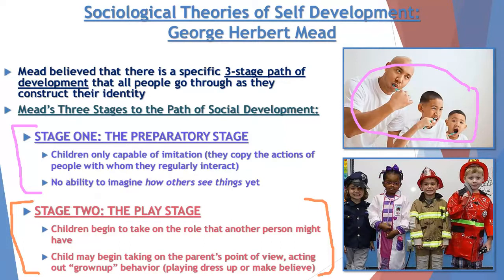So children at this point, it goes beyond just imitation. You understand that there's roles in society, and you start to understand the social scripts that fit with those roles and to act them out. So we might start to take the parent's point of view at this point in our lives, or we start acting out grown-up behavior, playing make-believe, coming up with imaginary scenarios that we can play a part in, playing dress up, of roles that we see adults around us playing.